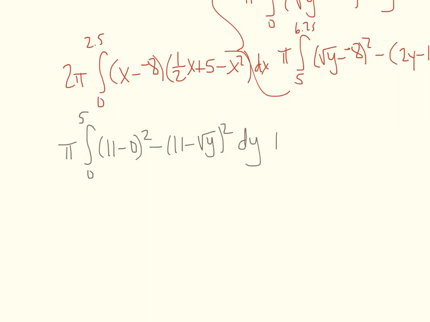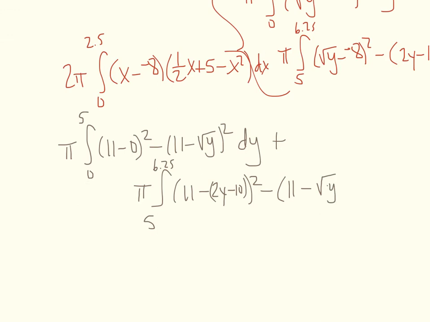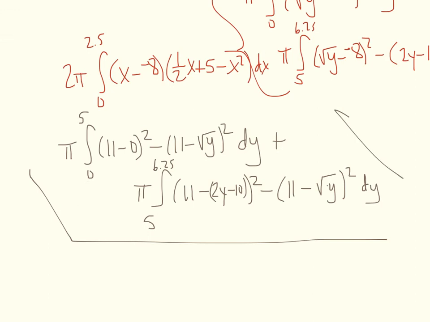That goes from 0 to 5 plus, for this one, 11 minus 2y minus 10 squared minus my hole. Oops, is it y minus, yeah, 11. Okay. Clearly this is not nice.